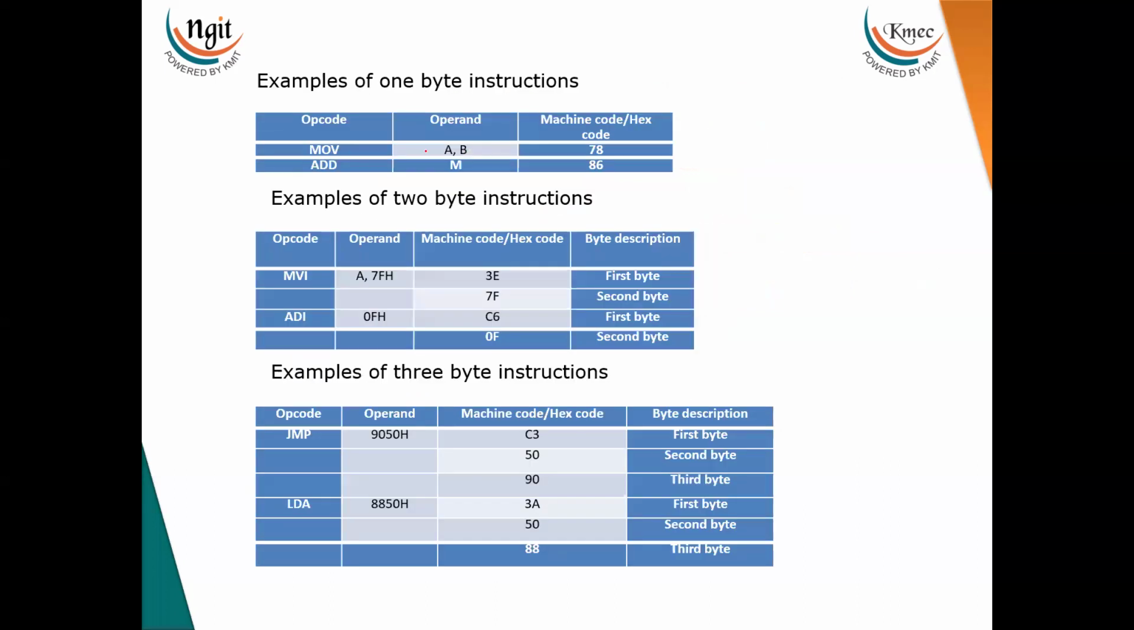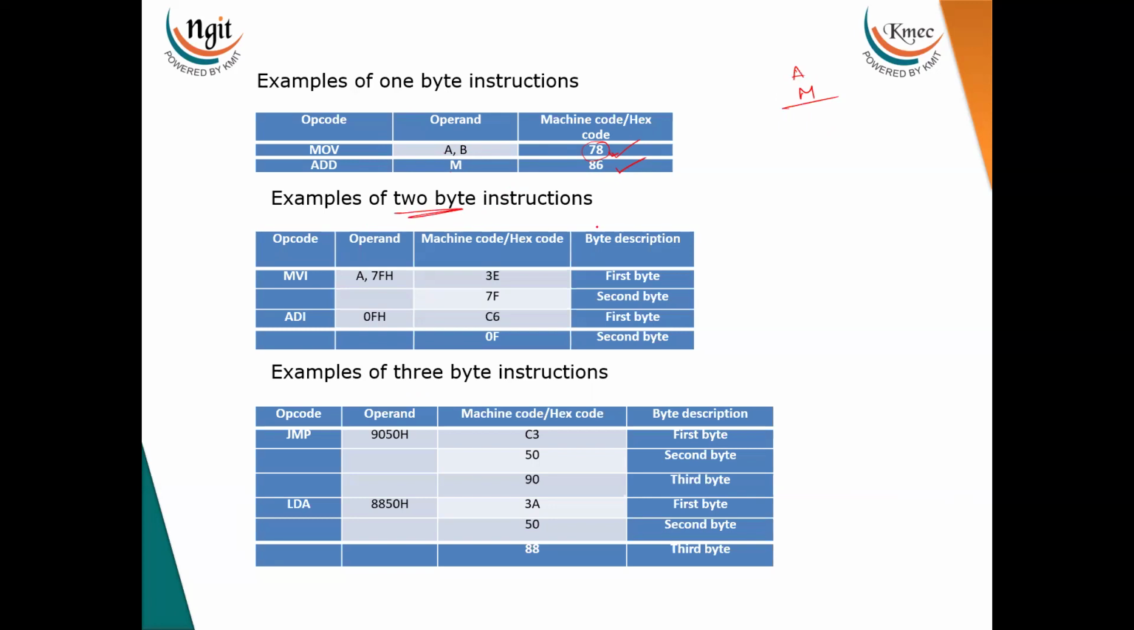Now here if you see MOV A, B, in this instruction we are not specifying any data, only two registers are used. So for this the opcode is 78, only a 1 byte opcode is mentioned here, and it occupies only one memory location. Now here if you see ADD M means what? Memory location content we are adding with the accumulator. So here also only a register is specified, no data is specified within the instruction. That's why it is also called a 1 byte instruction.